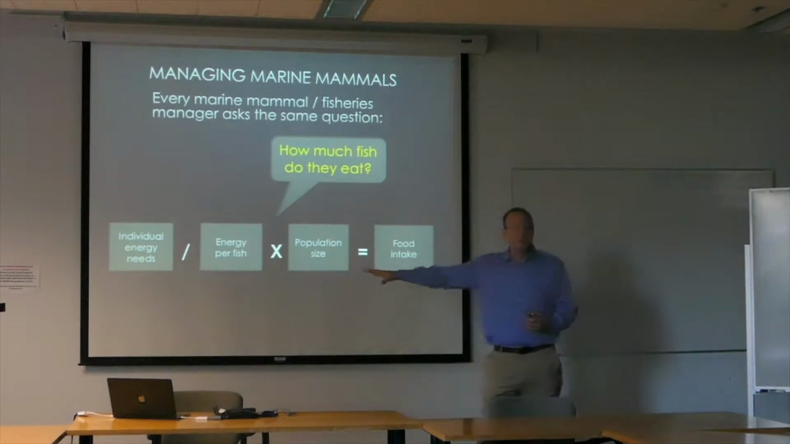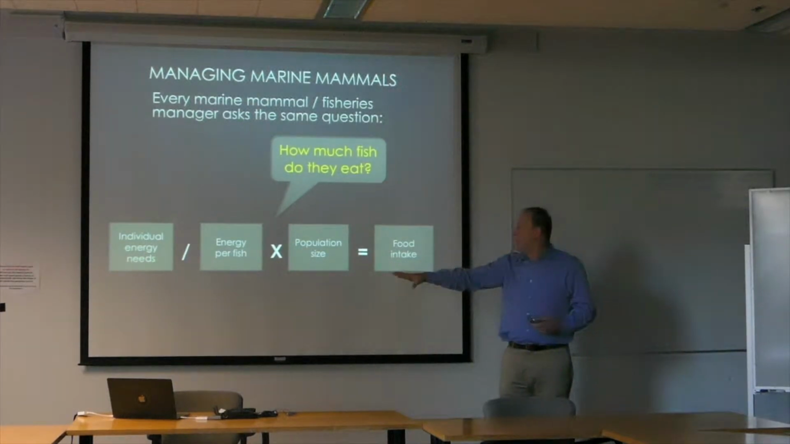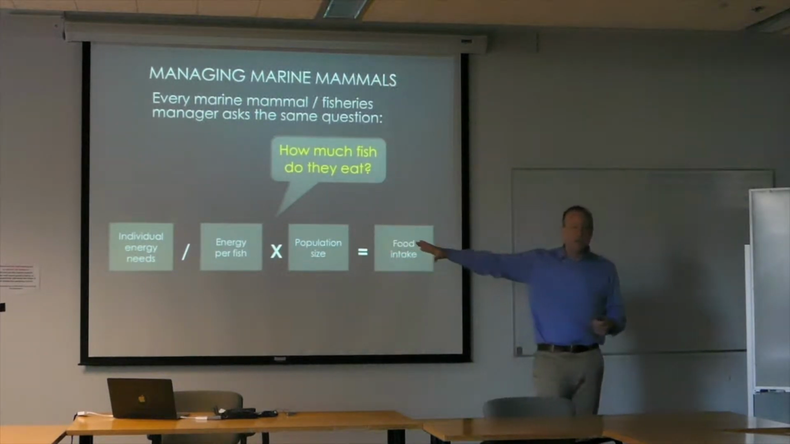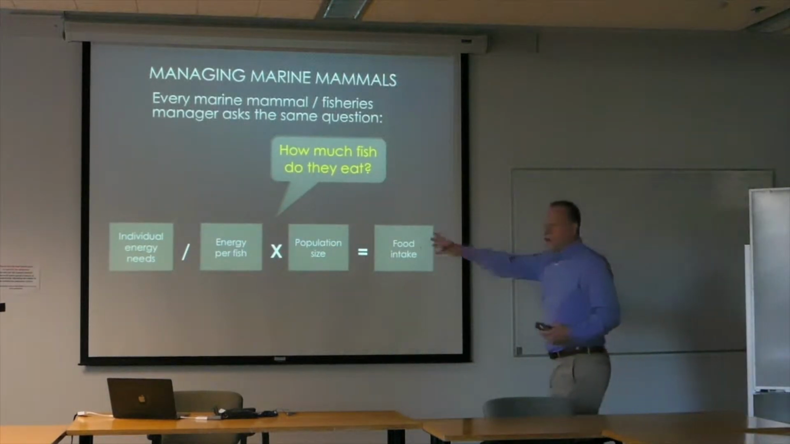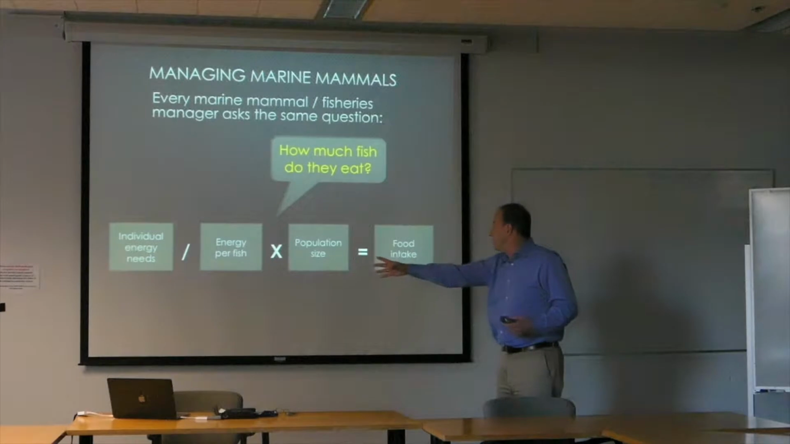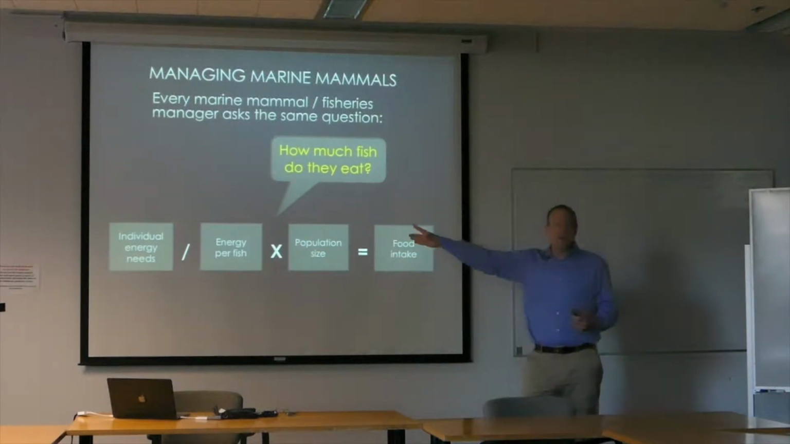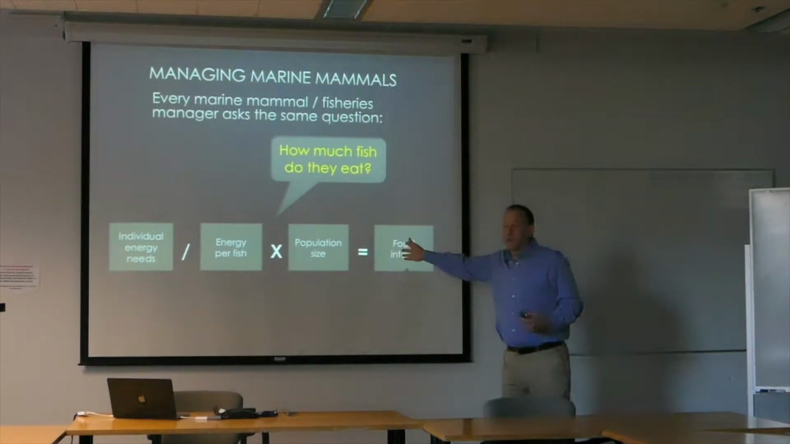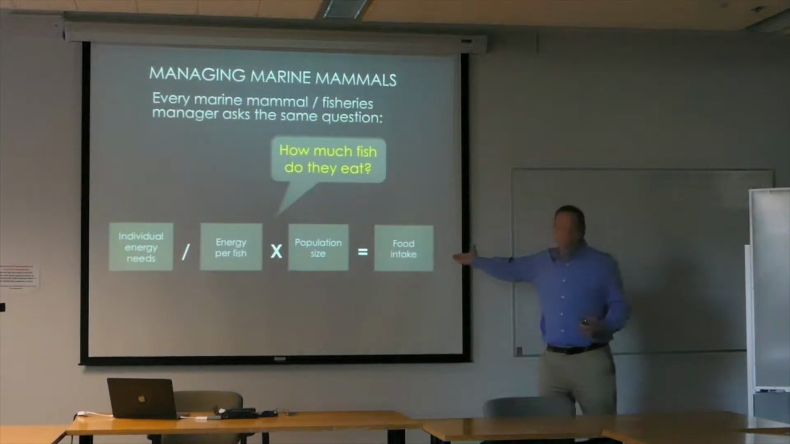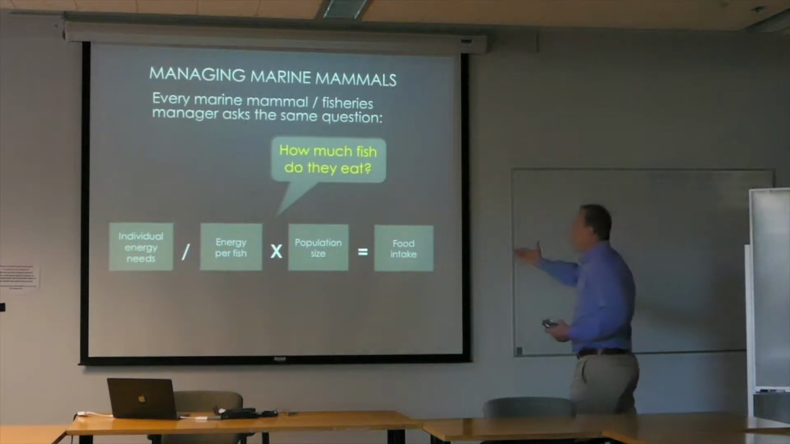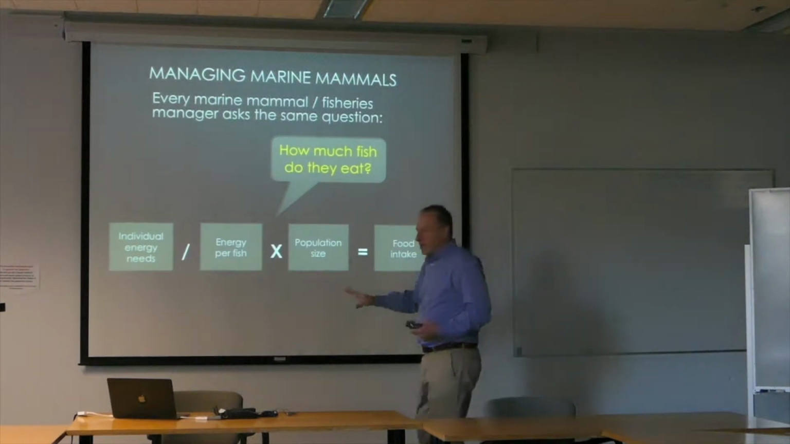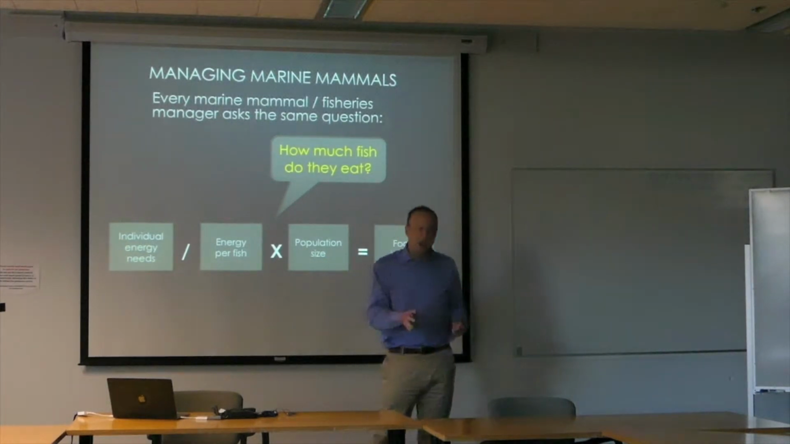I mean, it's a pretty simple formula on paper. You look at how much energy an individual marine mammal needs. You divide it by what you're going to get for every fish it consumes. So that tells you how many fish per individual. You multiply that by the population size, and wham bam, you got the food intake for that population. Pretty simple. Well, we're going to show you, I think, today that it's not so simple.